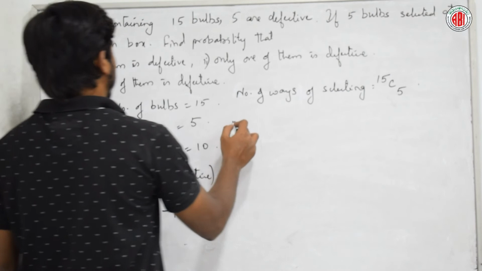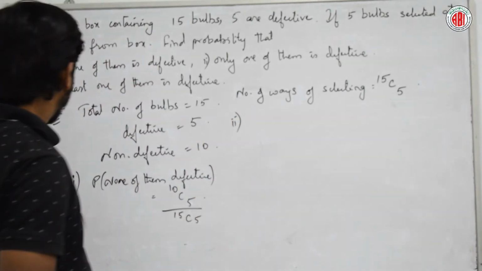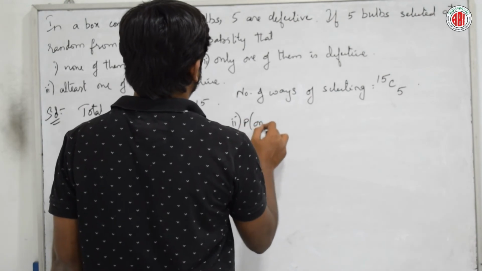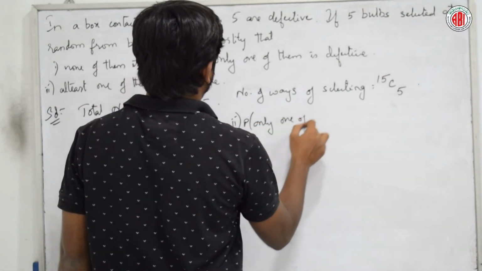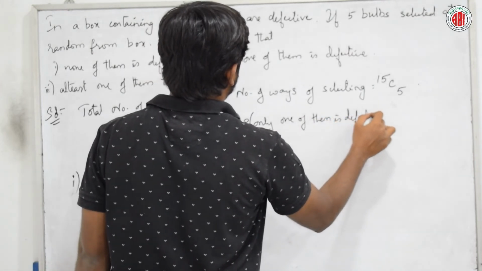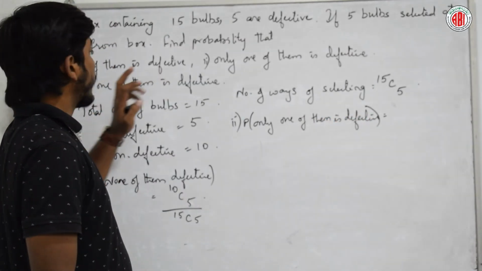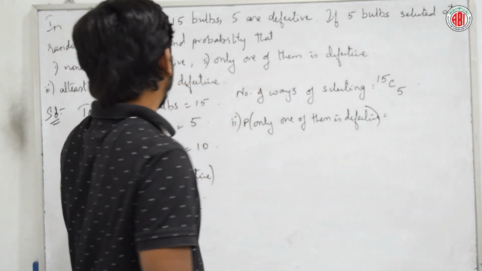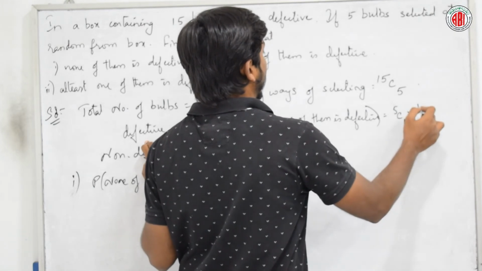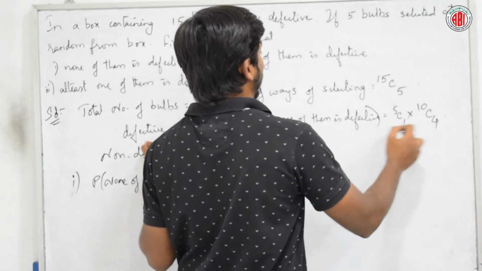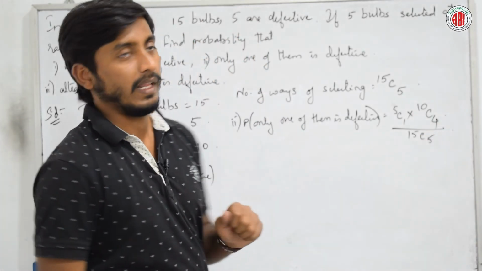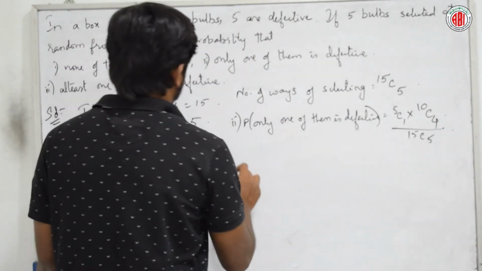Next, second, only one of them is defective. Probability of only one of them is defective. So we have to choose one from the defective. So how many defective are there? From 5 we have to select 1, and out of the remaining 10 we have to select 4, divided by 15 C5. Right, since it is probability we have to write like that.